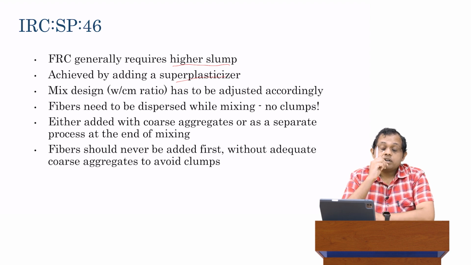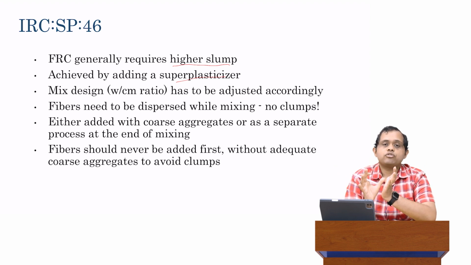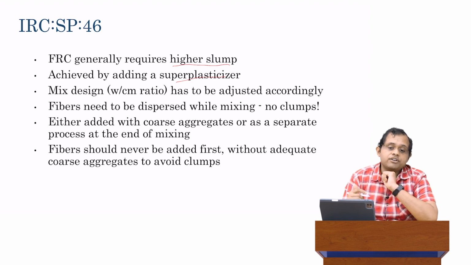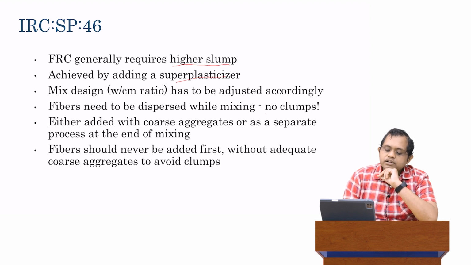It is very important in mixing fibers in FRC that the fibers be dispersed uniformly. You cannot have clumping. The problem with macrofibers is they tend to have a lot of clumping. So that's basically one reason to avoid them. We use microfibers, but even they can have clumping. So it is important to ensure that no clumps are formed.